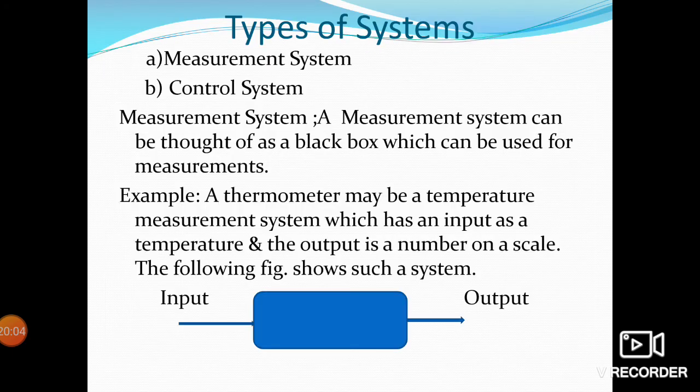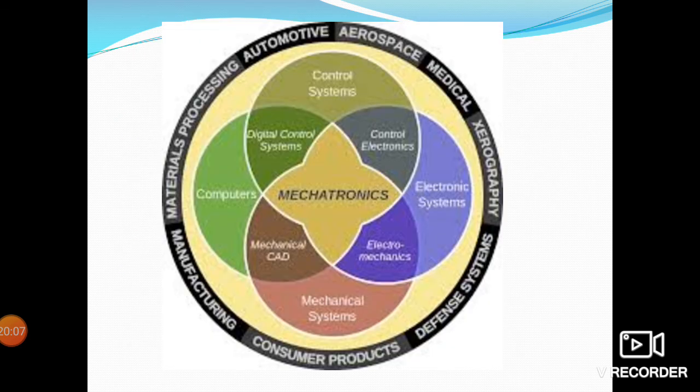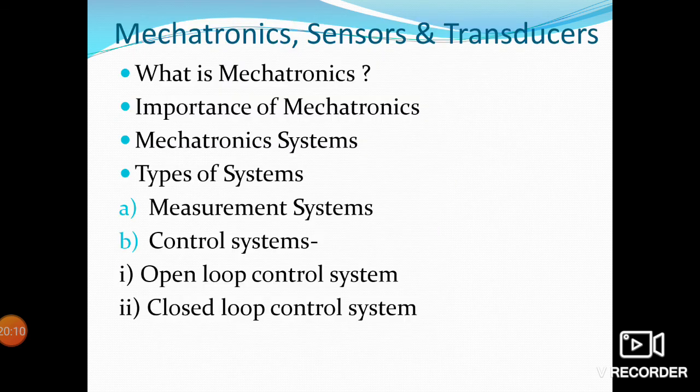So this is how we complete today's session up to the control systems. Let me revise once again what we have discussed: what is mechatronics, the importance of mechatronics, mechatronics systems, types of systems, and measurement systems. In the next class we will be discussing control systems, open loop control systems and closed loop control systems. That is what we are going to discuss in the next presentation. Thank you.